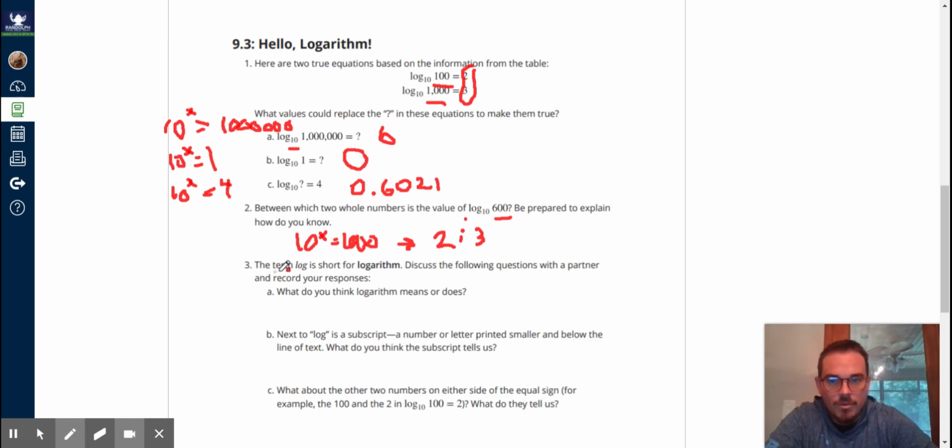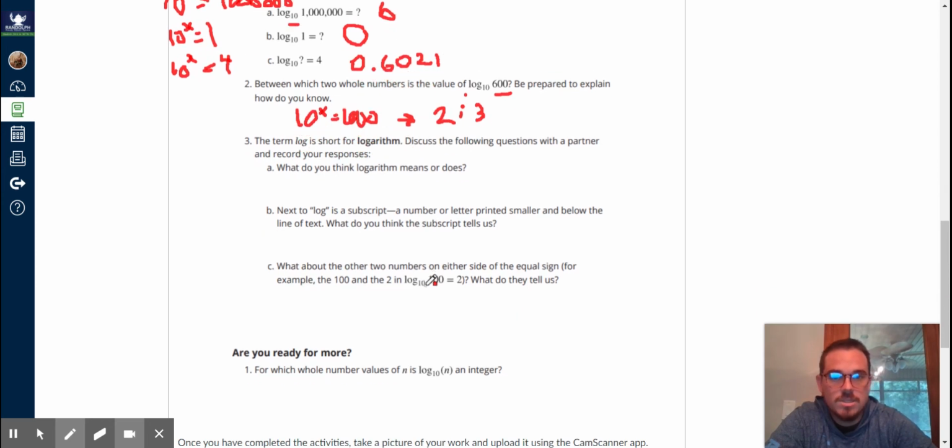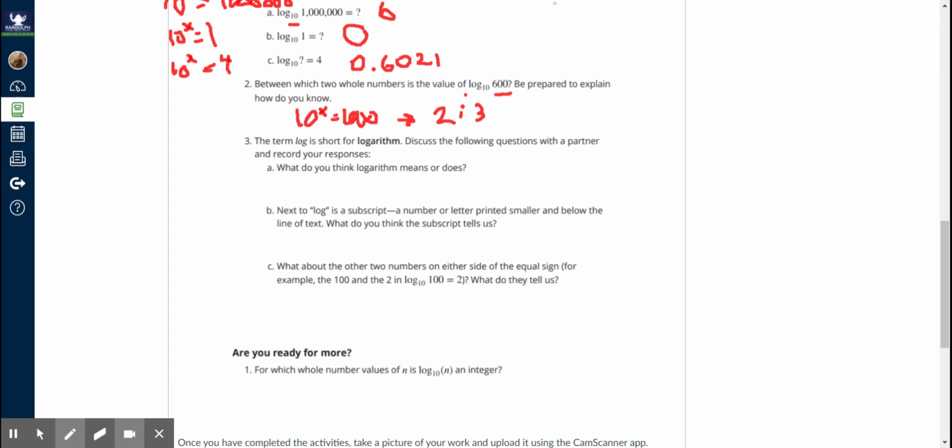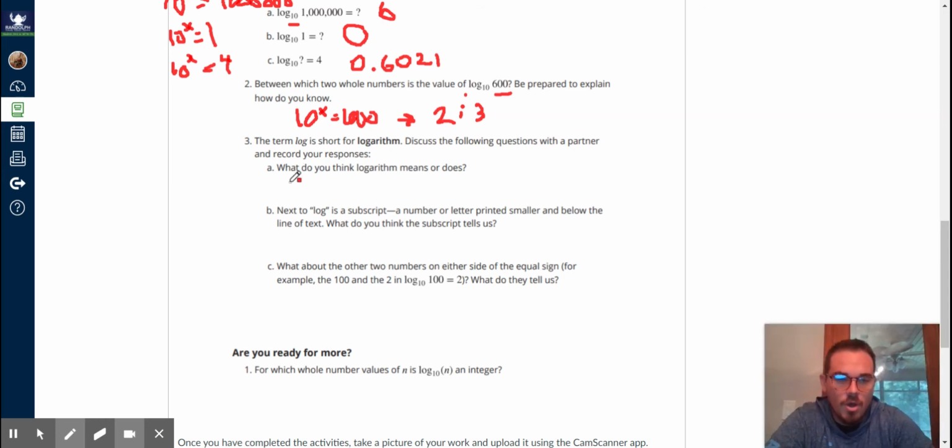All right. Now, the term log is short for logarithm. So discuss the following questions with me or somebody beside you. We'll talk about it and record your responses. What do you think logarithm means to do? Now, we've already really talked about this. Logarithm refers to the exponent to which a base number is raised. So a logarithm undoes an exponential. So log undoes an exponential.